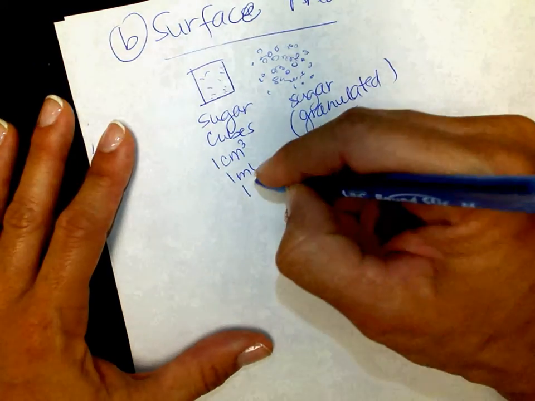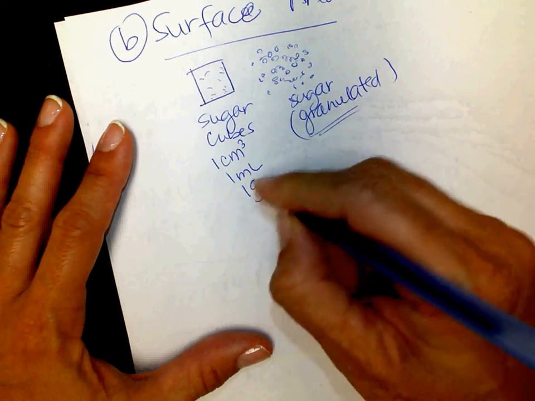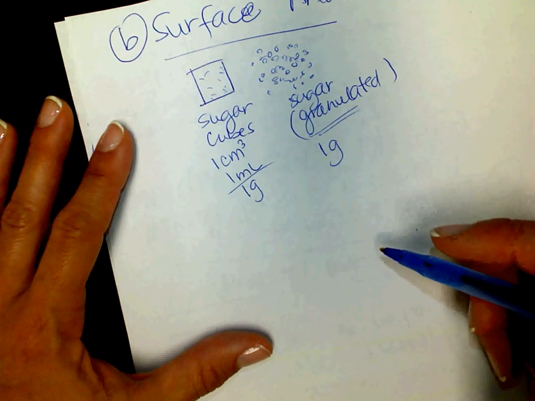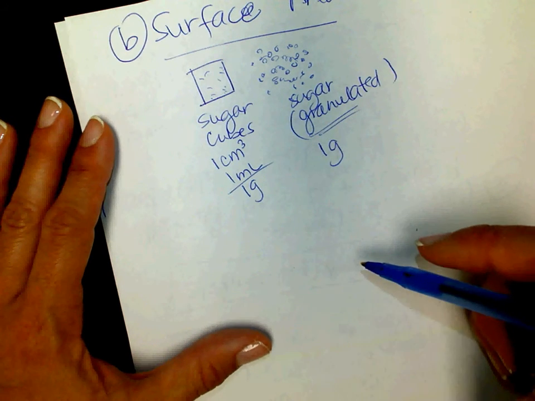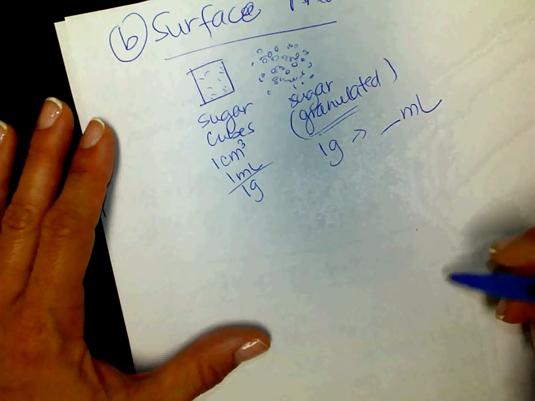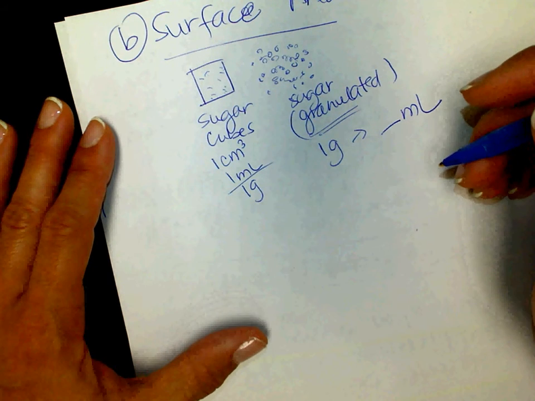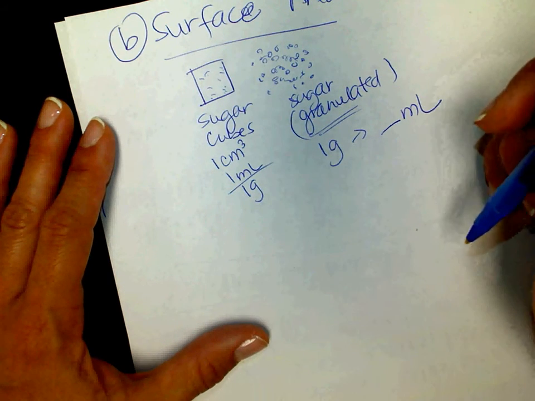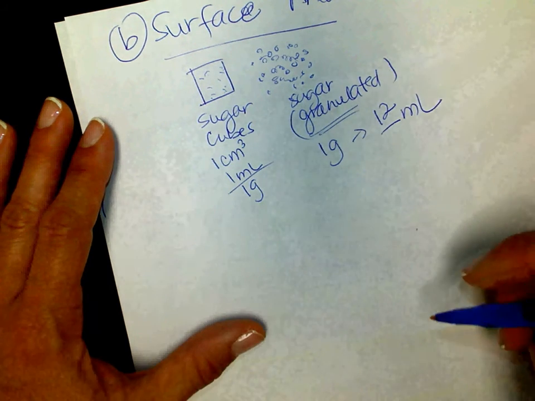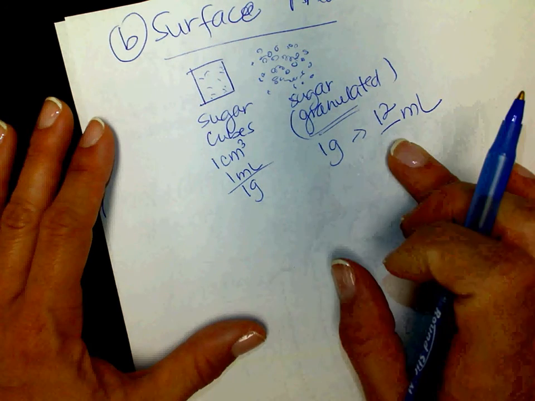Now, if that sugar cube weighs, let's say, 1 gram, you still have 1 gram once you've broken the whole thing up, correct? Yes? Okay, but your volume, your cubic centimeters or milliliters, are going to increase by quite a bit. I'm just going to guess. Let's say we now have 12 milliliters of exposed surface area.